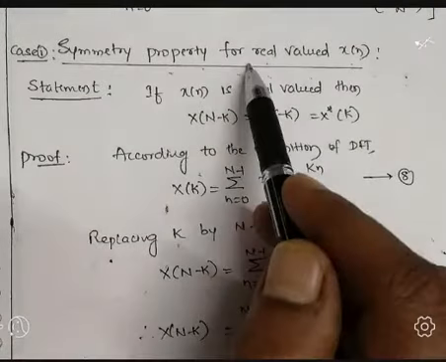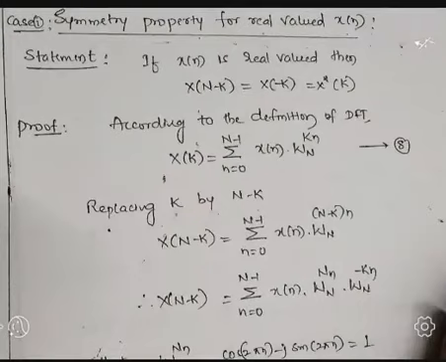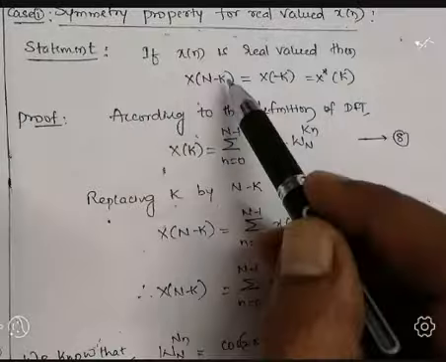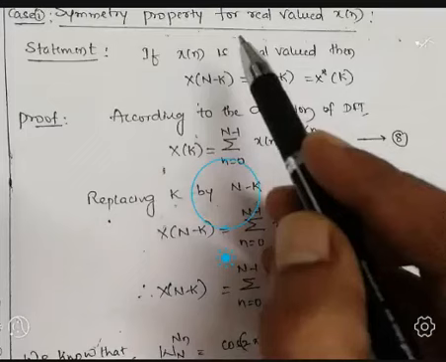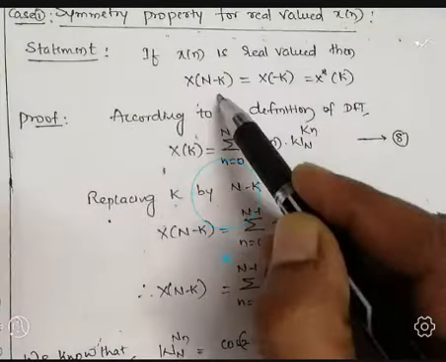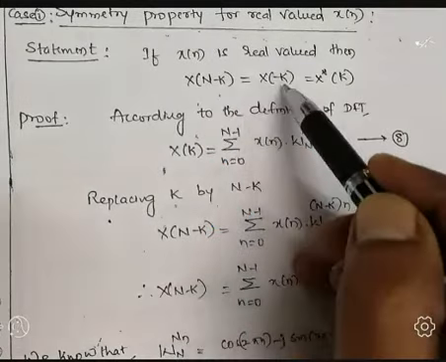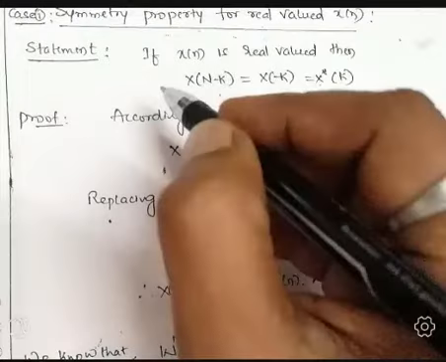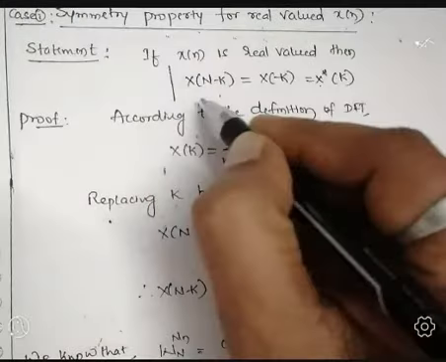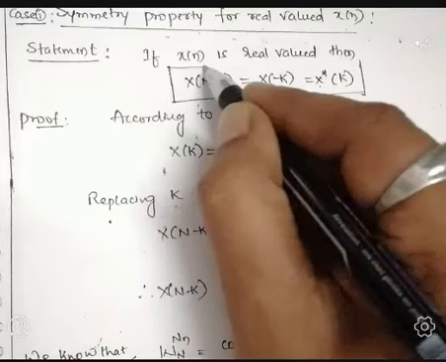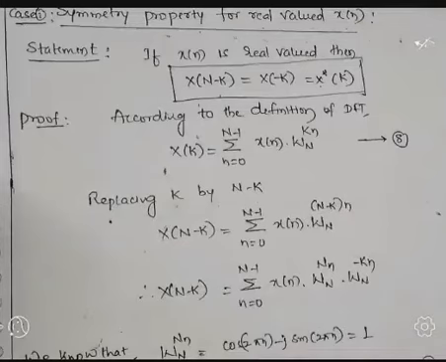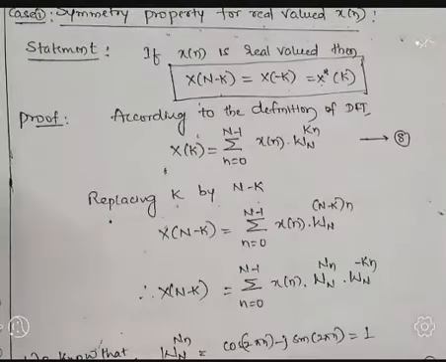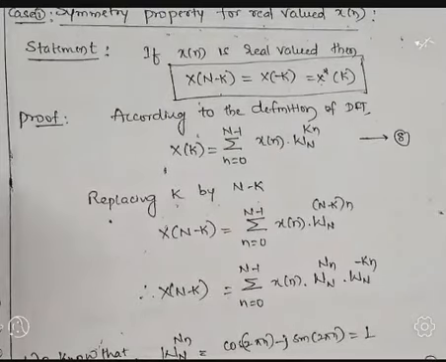The same thing I am expressing as a mathematical statement. If x of n is real valued, then the DFT of that real valued sequence satisfies X of N minus k equal to X of minus k equal to the complex conjugate of X of k. It is a very important property. In examples, if it is mentioned that the sequence is a real valued sequence, then we have to make use of this property. First we will see how to prove this property, then we'll discuss numericals on that.